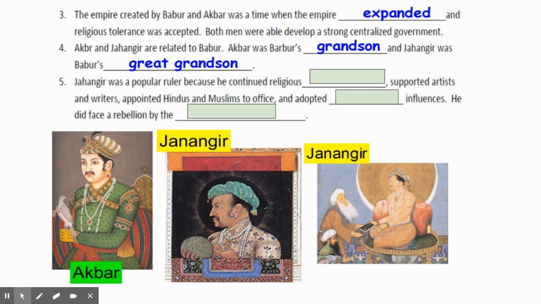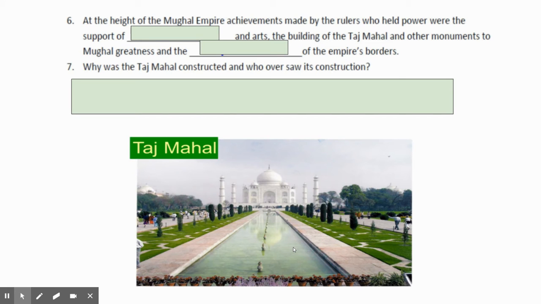So Jahangir was a popular ruler because he continued the religious tolerance that, for the most part, is even somewhat relevant to this day. But he also was a man who supported artists and writers. He appointed both Hindu and Muslims to political office. He also adopted some of the influences that were from the West, coming out of Persia, which is like present day Iran. Anyway, he did face a rebellion by a group of people known as the Sikhs. And the Sikhs are a religious minority that lives in India to this day. Sikhism is kind of interesting, and we're going to talk a little bit more about that here in just a few moments.